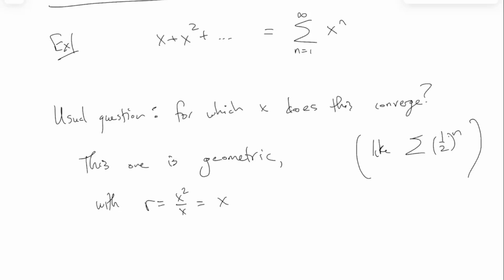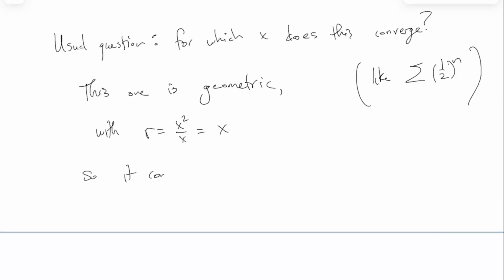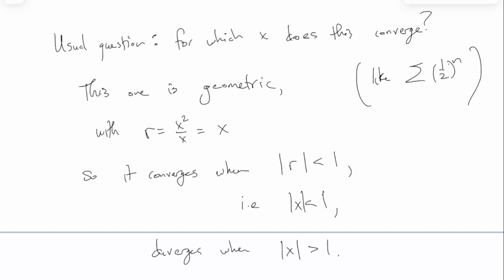All right, so the r is x. And so for which x does it converge? Remember, the geometric series rule is it converges when absolute value r is less than 1, and it diverges when absolute value r is greater than 1. So this one is geometric with r equals x. So it converges when absolute value r is less than 1, which means absolute value x is less than 1. And it diverges when absolute value x is greater than 1. Can you read what I said? They got it. All right, so this one converges when absolute value x is less than 1, and it diverges when absolute value x is greater than 1.